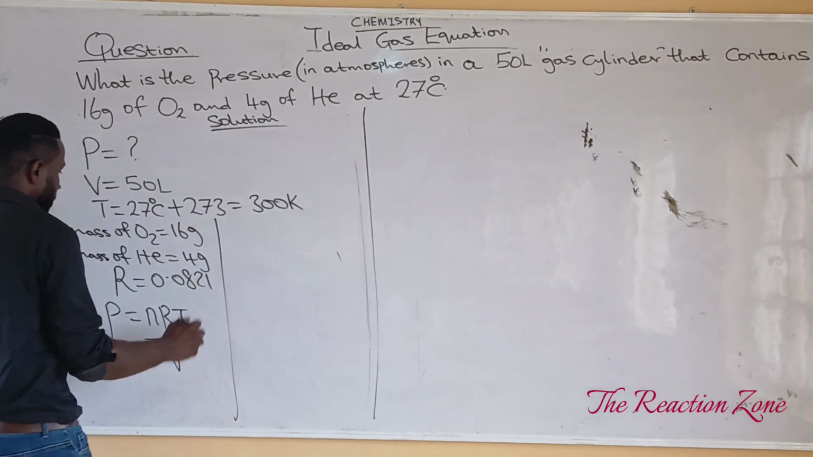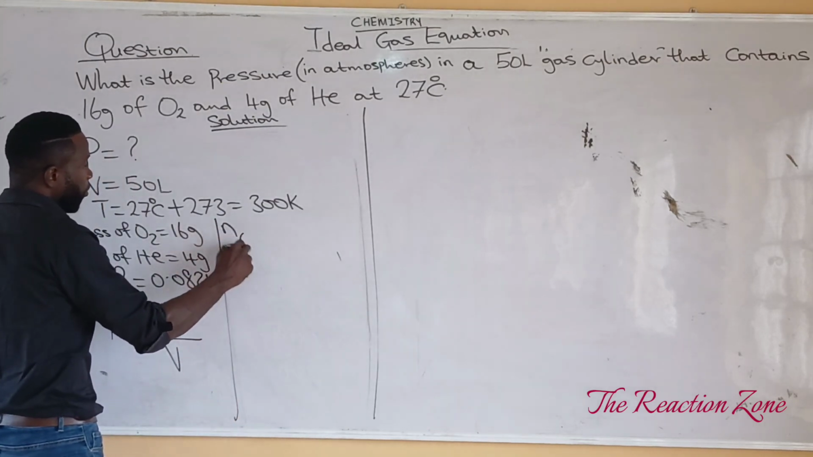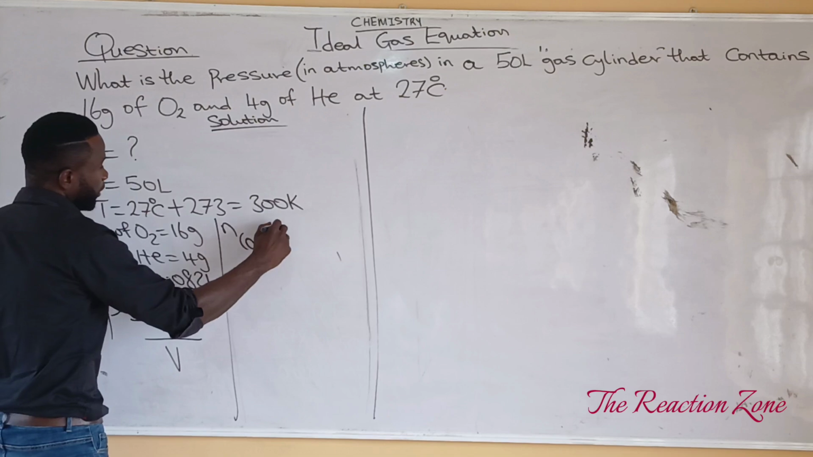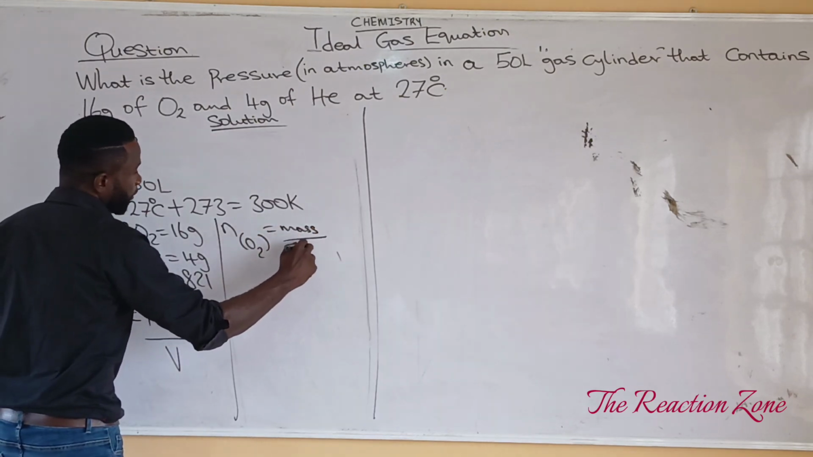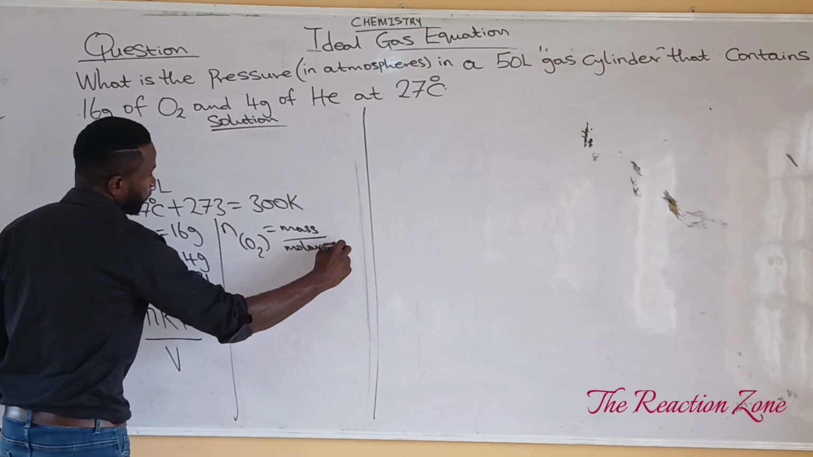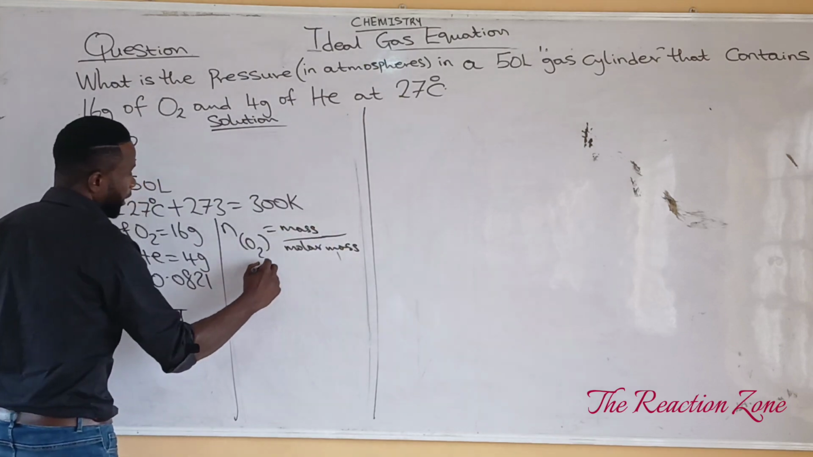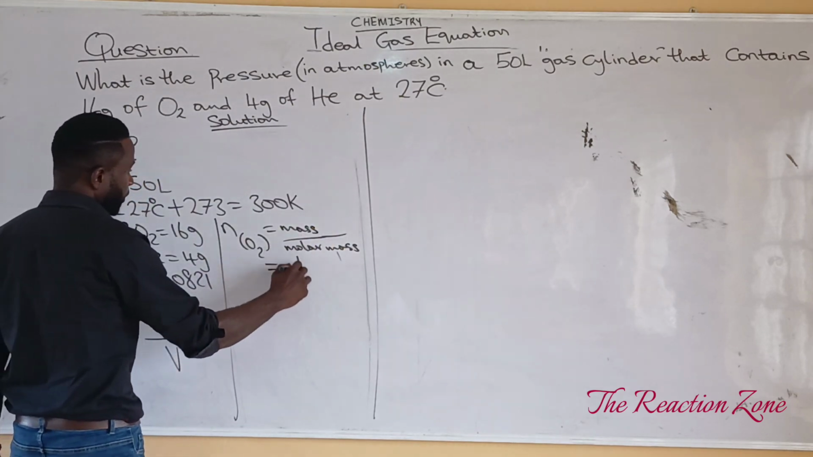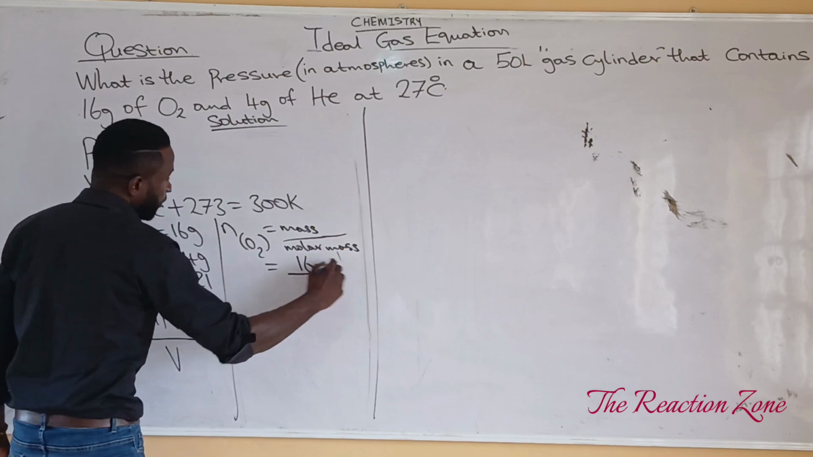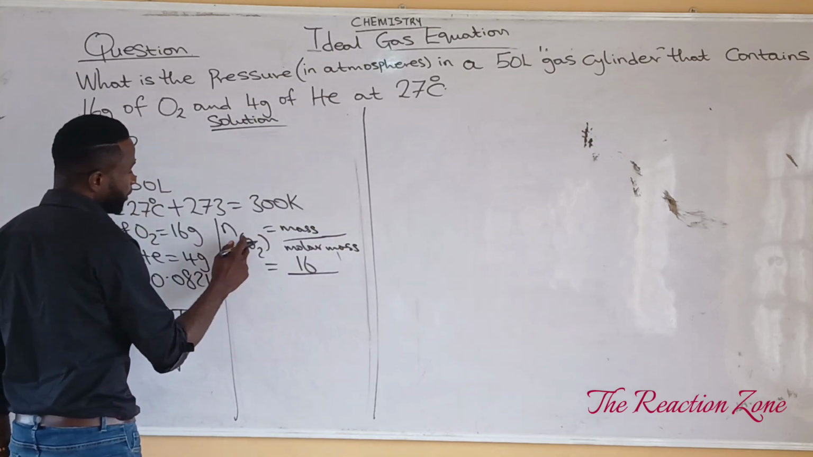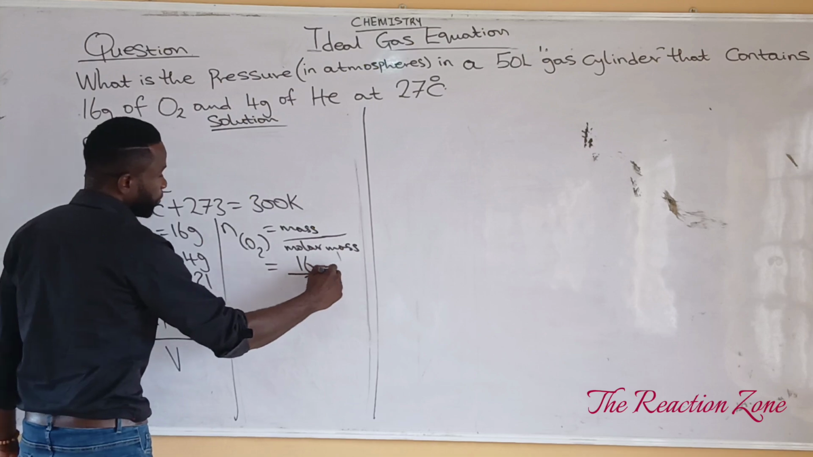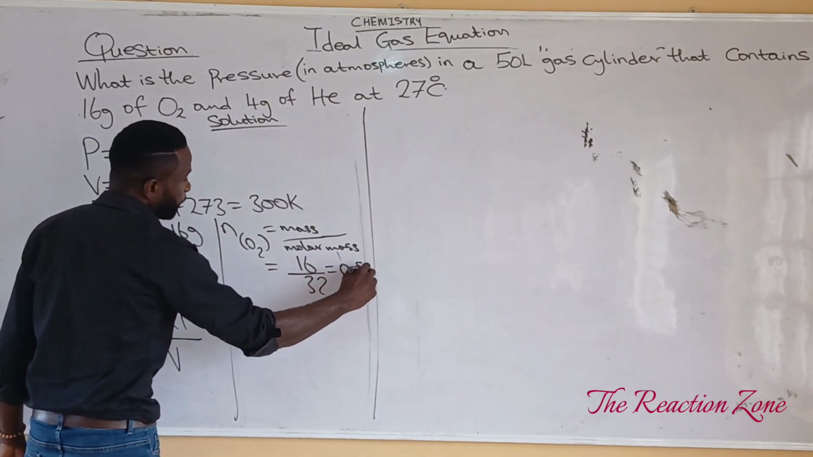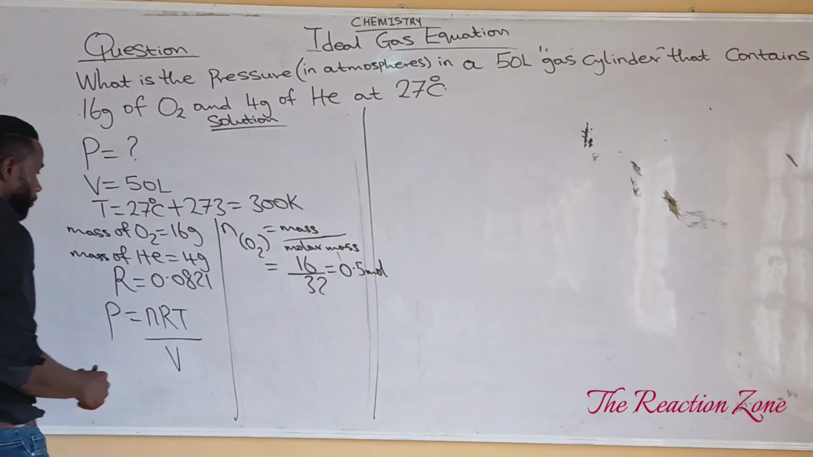So we'll start by saying the number of moles for oxygen is simply the mass of oxygen over the molar mass. And this is equal to 16, which is the mass of oxygen, over the molar mass of oxygen, which is 16 times 2, which is 32. 16 divided by 32 will give us a value of 0.5 moles.